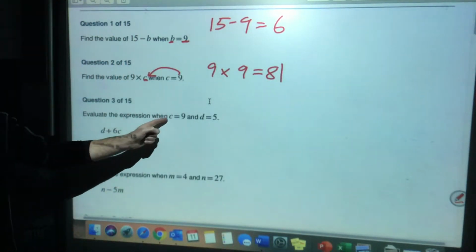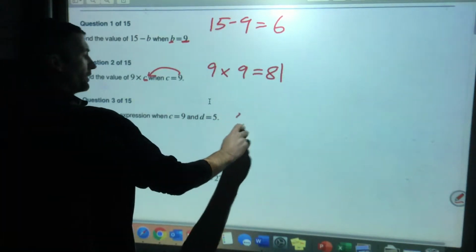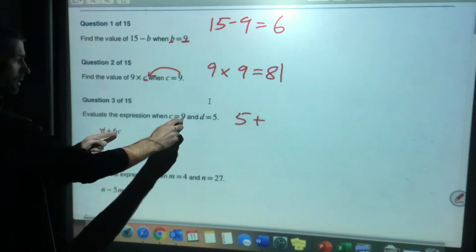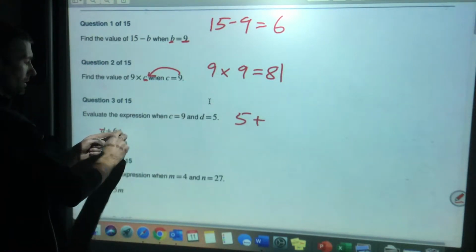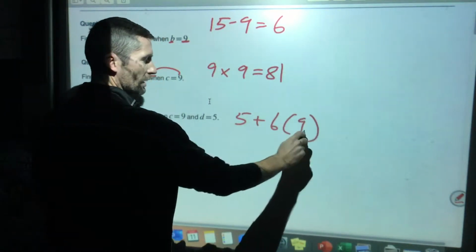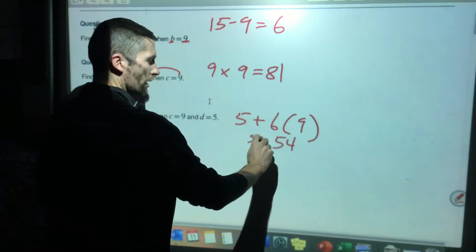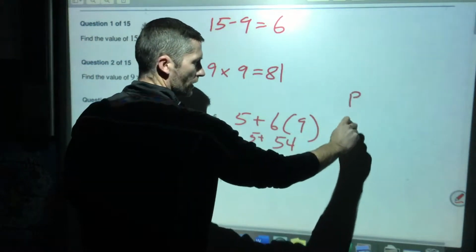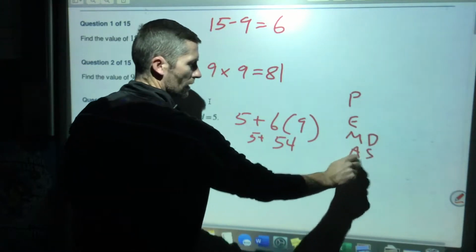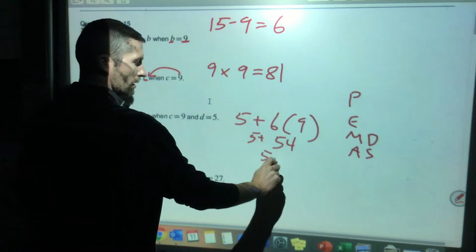Evaluate the expression when c equals 9 and d equals 5. So d is 5 plus 6 nines. 6 times 9 is 54. We have to follow order of operations now. Follow our PEMDAS. Please remember, M and D go together, A and S go together. So we're going to multiply first, then we're going to add. The answer is 59.